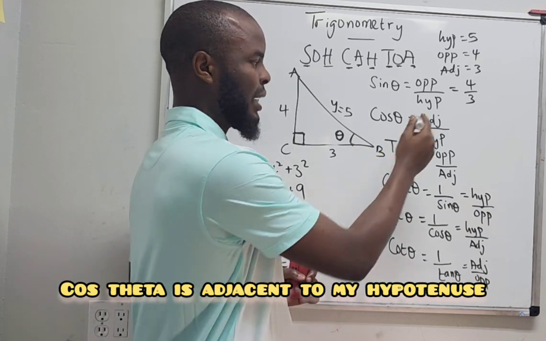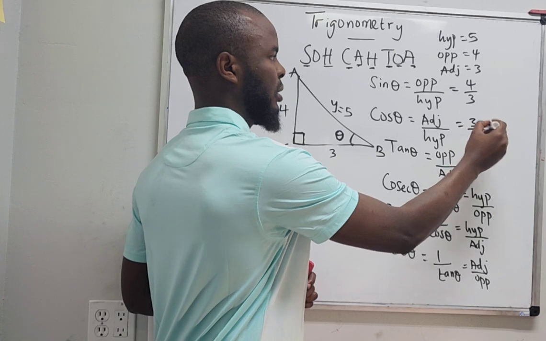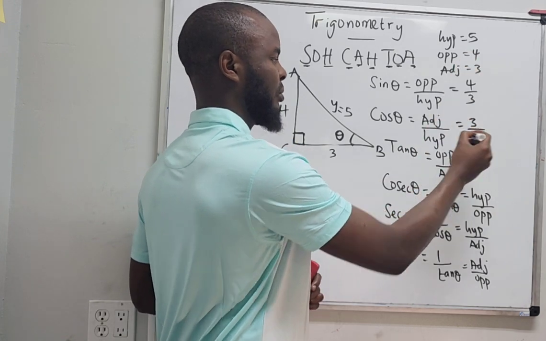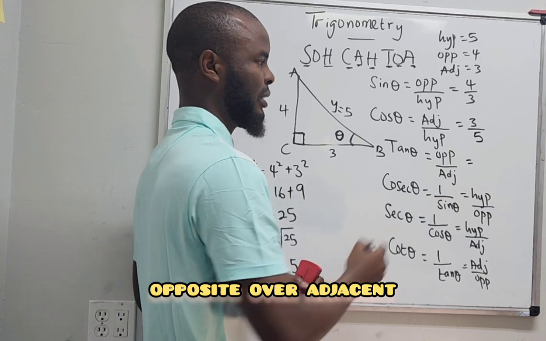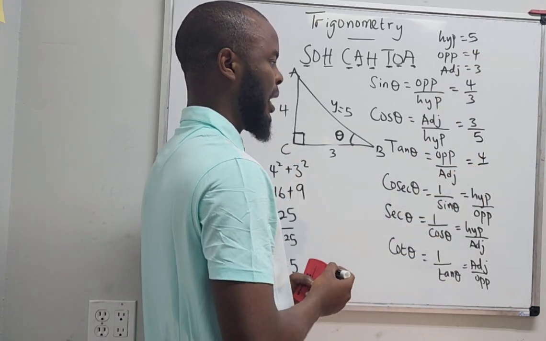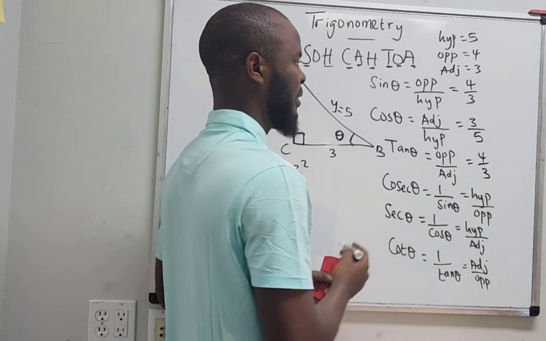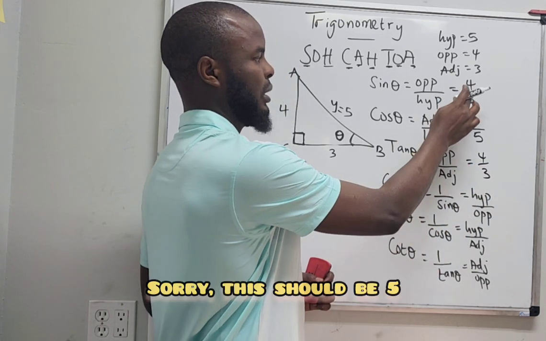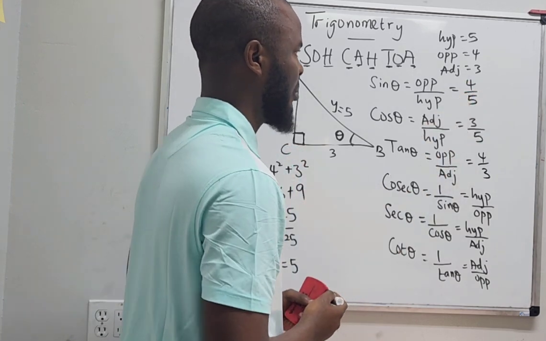Cos theta is adjacent over hypotenuse. My adjacent is 3, my hypotenuse is 5. Tan theta is opposite over adjacent. Opposite is 4, adjacent is 3.